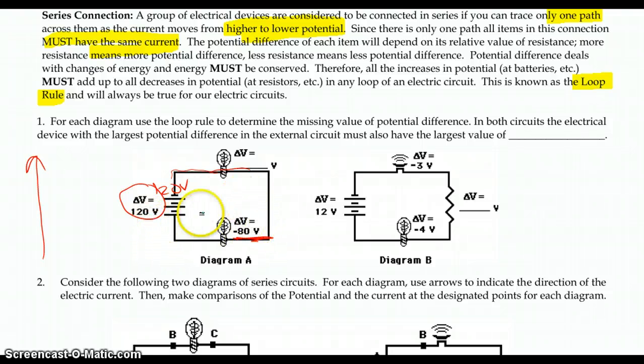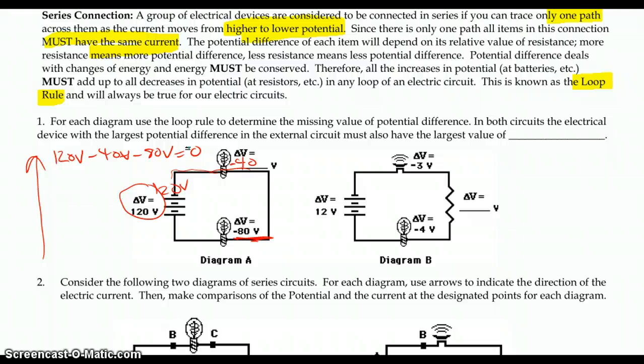Now I put in 120. I lost 80 over here, so that leaves 40 to drop here. So if we take the 120 volts that we put in, and we subtract from that the two light bulb potential differences, then they should add up to 0, because whatever we put in needs to be equal to whatever we take away. So if you want, you can create an equation with that. You can just kind of try to think it through.